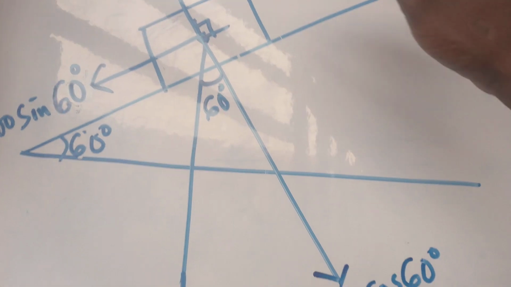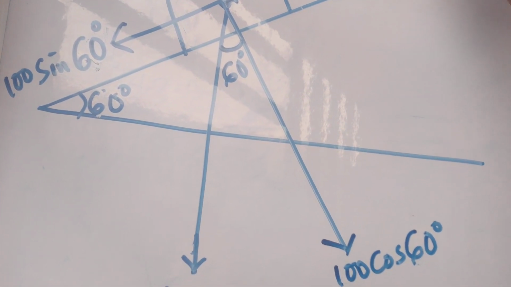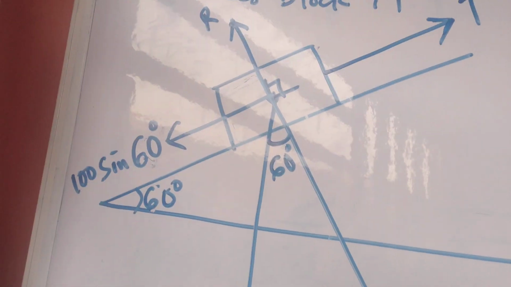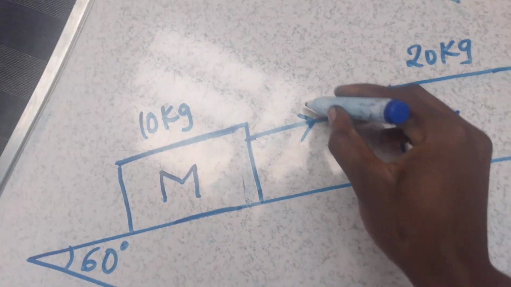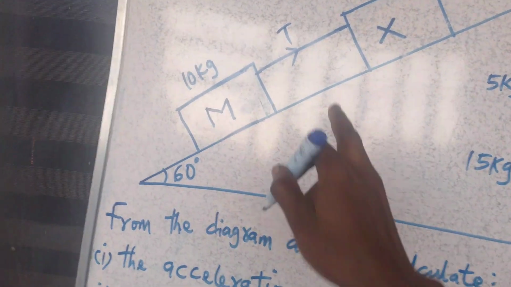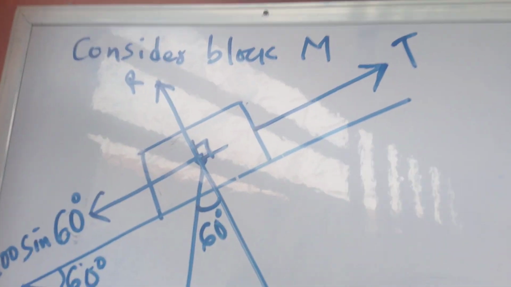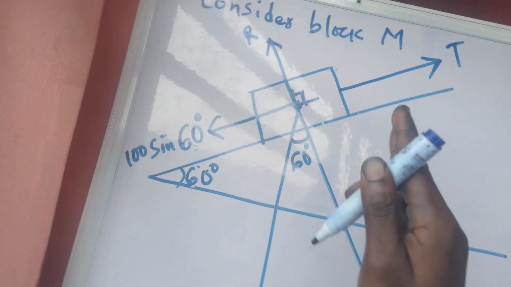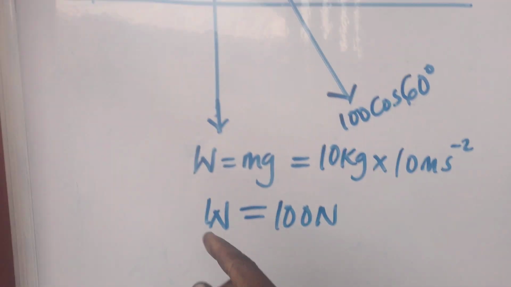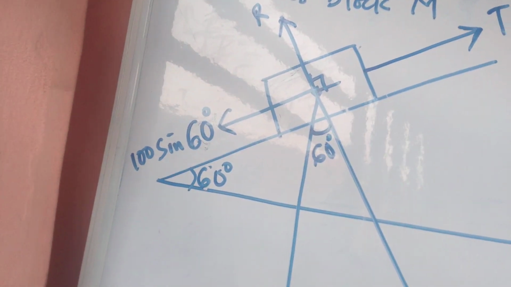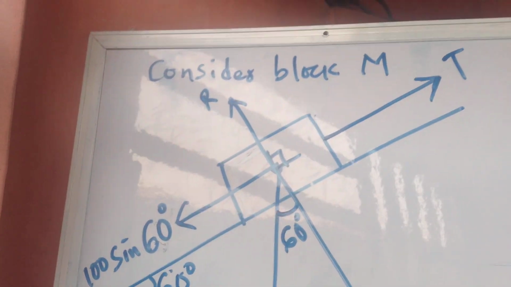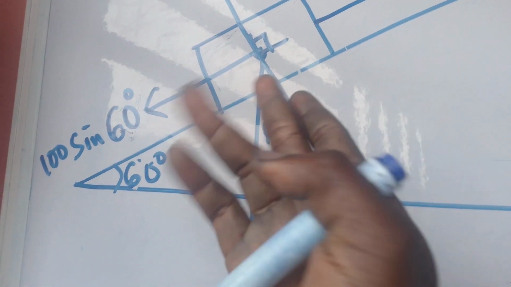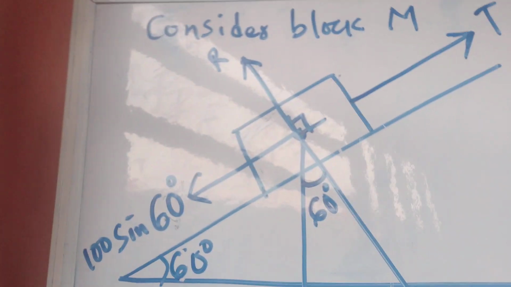Now you also observe there is a rope attached to that block, and to that rope is my tension force acting. At this rope here, there is a tension force, tension T. This one is showing you the resolution of the force. When we resolve the weight, acting parallel to the plane is 100 sine 60, and perpendicular to the plane is 100 cos 60 degrees. Now there was no coefficient of friction given to us, so there's no need indicating the frictional force. Okay, so we'll leave it at that.